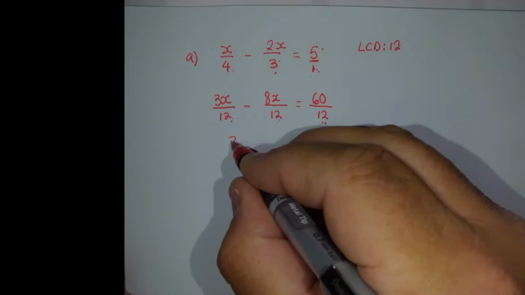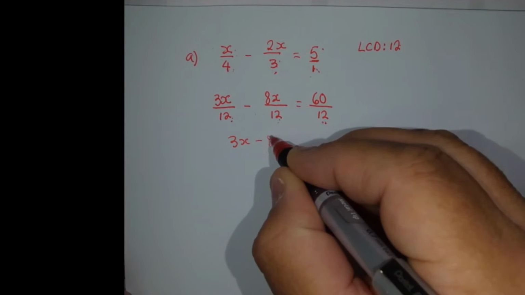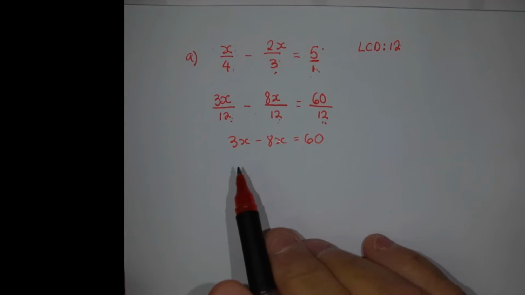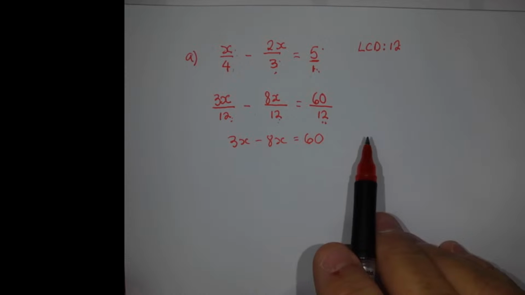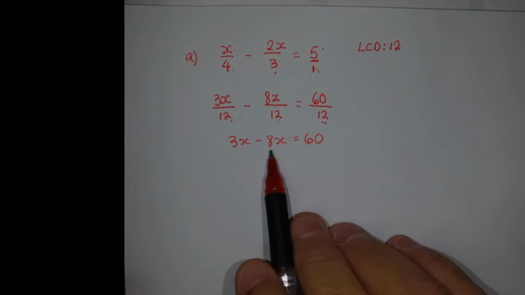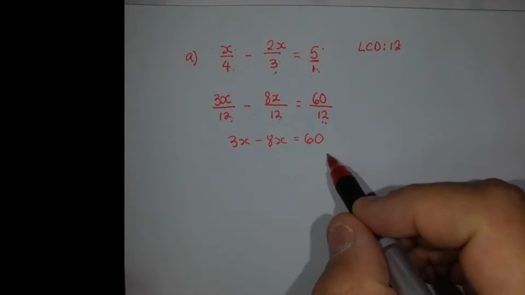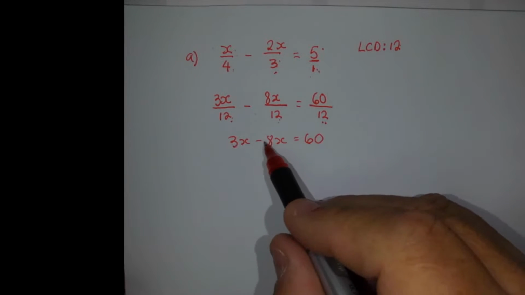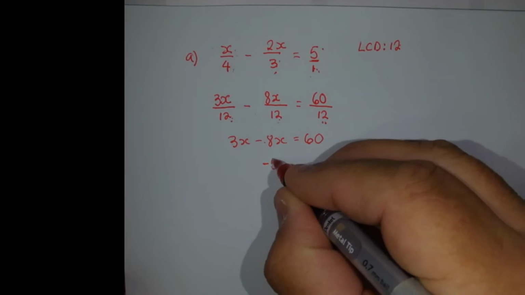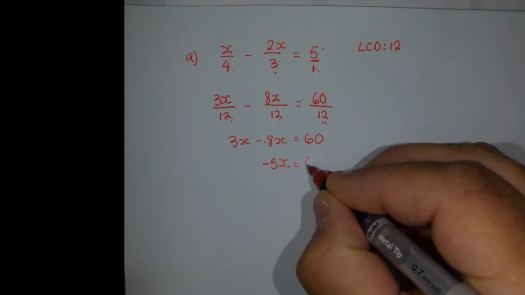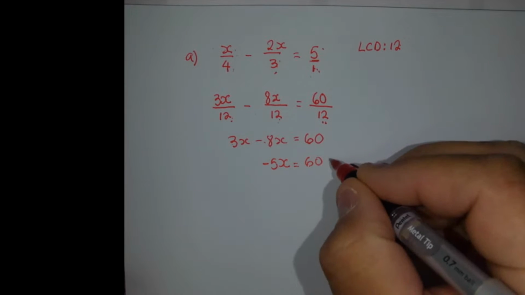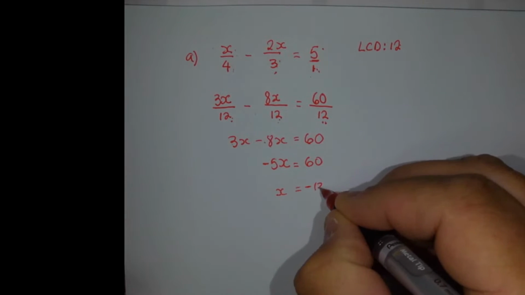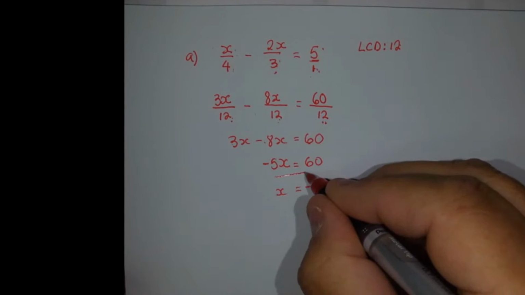I can go on and say that 3x minus 8x is equal to 60. And I am so lucky that in this case I don't need to switch anything around, because I've got all the x's on the one side, and the one number on the other side. So 3x minus 8x is minus 5x, simplifying it, and that is equal to 60. So if minus 5x has a value of 60, that means that each x has a value of negative 12, because 60 divided by minus 5 is equal to negative 12.